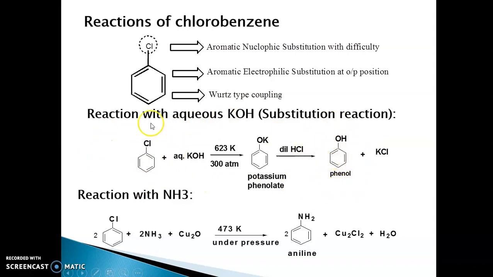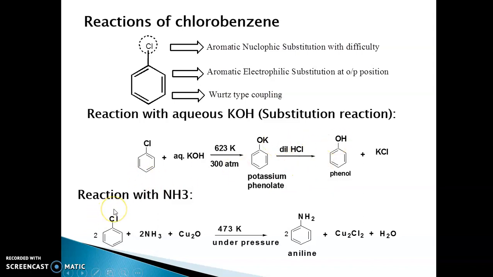In the first step, chlorobenzene reacts with aqueous potassium hydroxide solution at high temperature, near about 623 Kelvin, at about 300 atmospheric pressure. First of all, we get the formation of potassium phenoxide, and this potassium phenoxide on acidic hydrolysis with dilute HCl gives the corresponding phenol compound. So this is the first reaction in which Cl is replaced by the OH group.